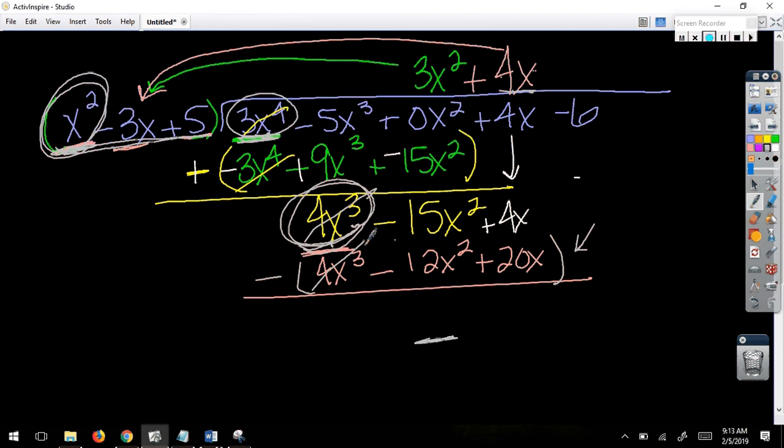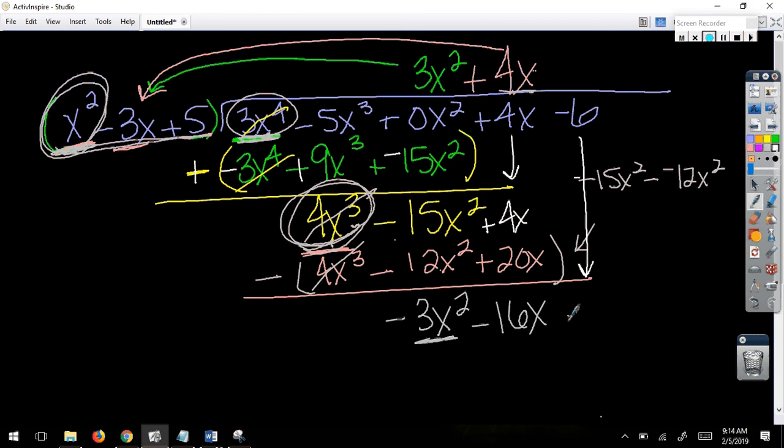These cancel. If your first ones don't cancel, you've done something wrong, because that's the whole point, that they cancel. Negative 15x squared minus negative 12x squared is negative 3x squared, because it's minus minus, so plus. If you have to come over here and write it, come over here and write it. Negative 15x squared minus negative 12x squared. And that gives you 16x? Yes. Now back to the same process all over again.